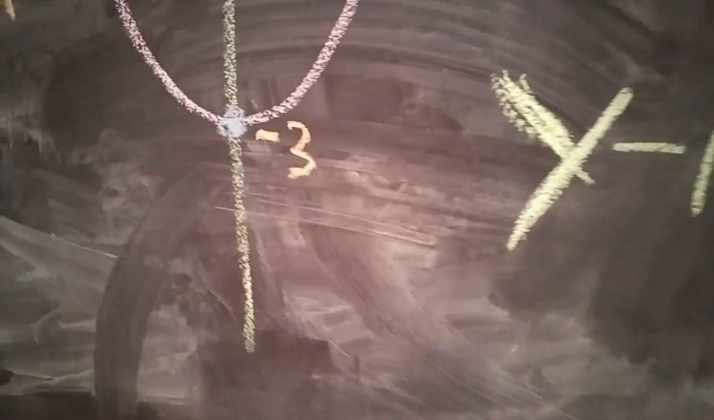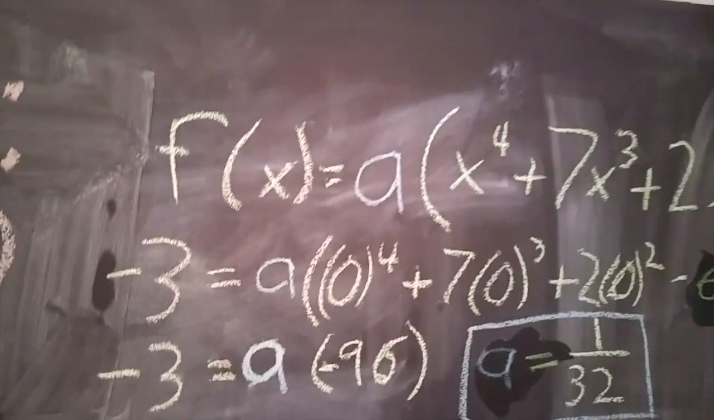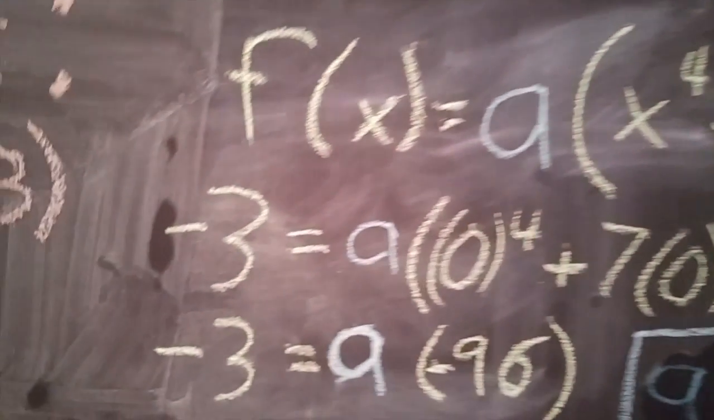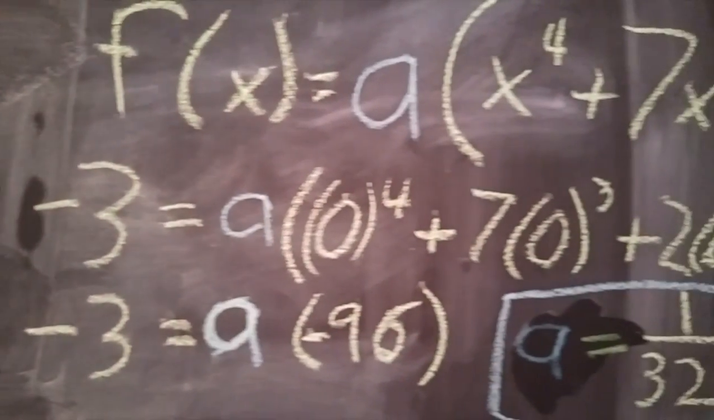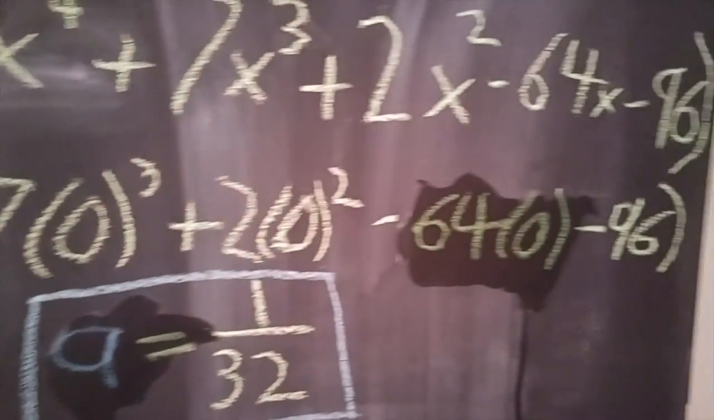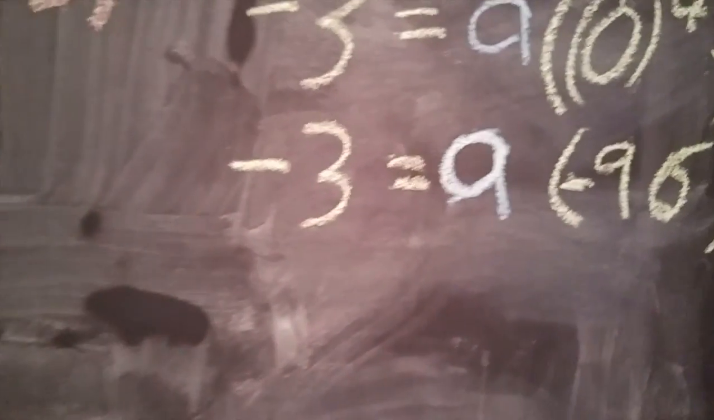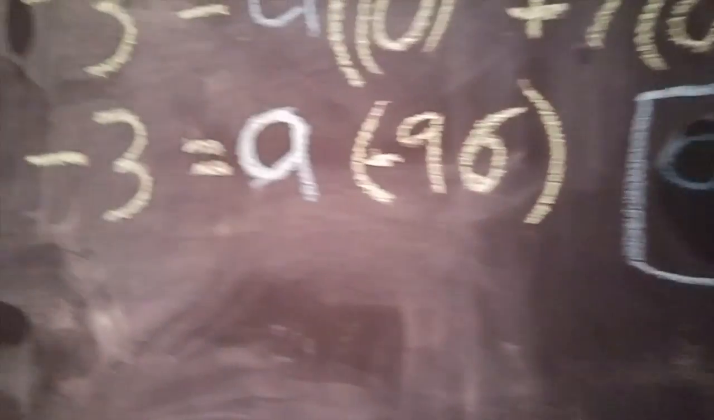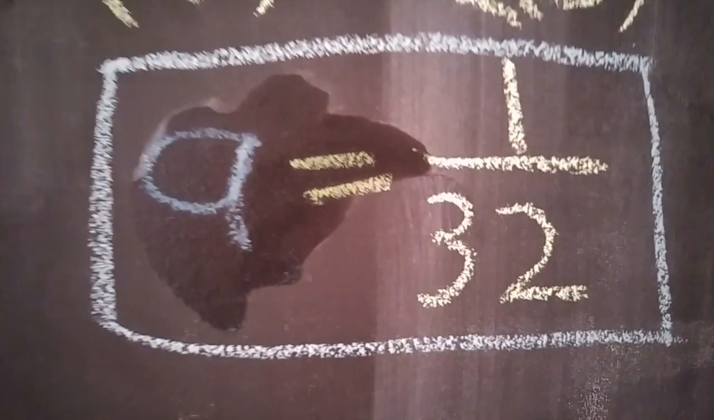Alright, now to get the leading coefficient, we're going to need the y-intercept, (0, -3). And this will be useful to us because we're going to need some algebra. We're going to substitute the 0 in for the x and -3 for the f of x or y. And this is what your function will look like. And after solving the algebraic equation, we will come up with a equaling 1/32.